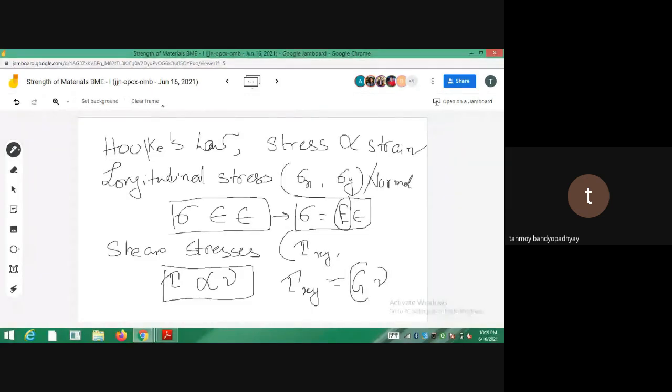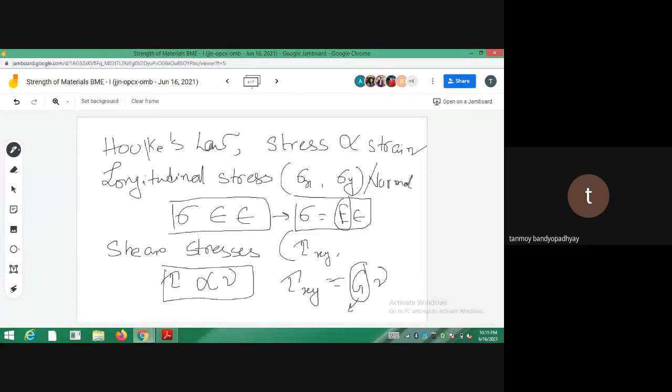So this G is actually known as the modulus of rigidity or the shear modulus. Just as when you are considering Hooke's law for normal stress and strain, you get sigma is equal to E epsilon, so you are getting the Young's modulus.